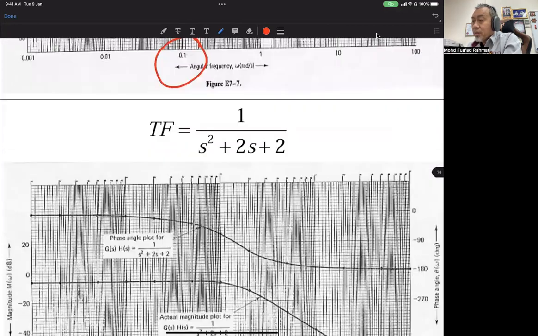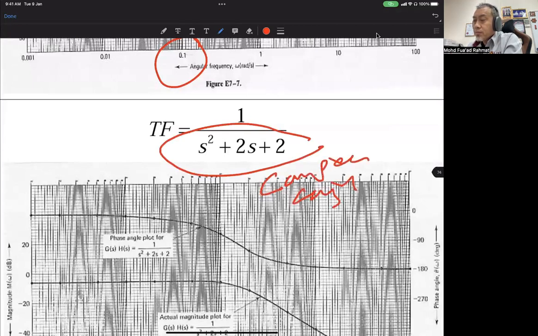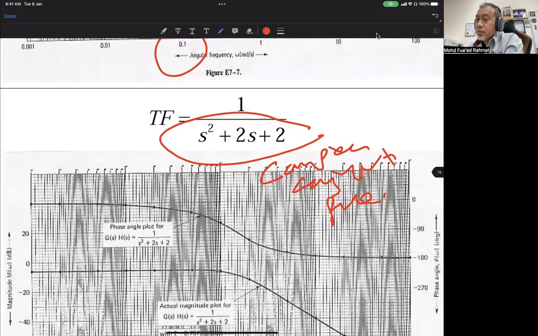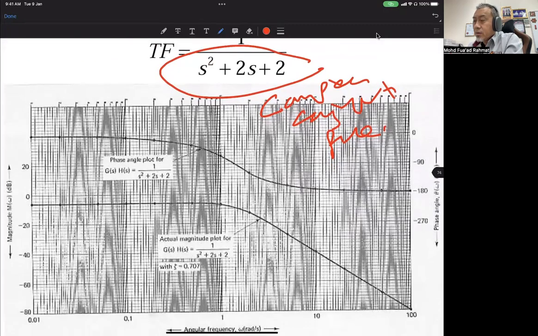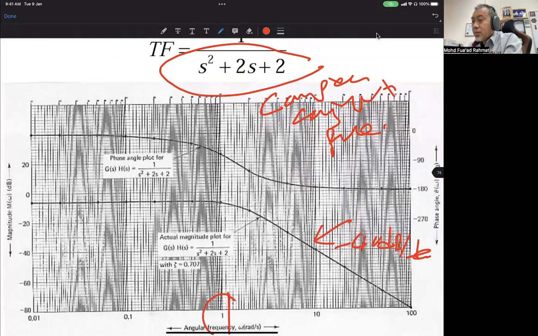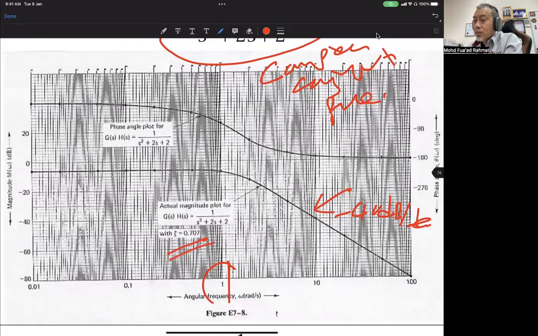And this one is for the second order complex conjugate pole. If you calculate, the corner frequency is about 1 over here, and this one is minus 40 dB per decade for the gain slope, and the zeta value is 0.707.